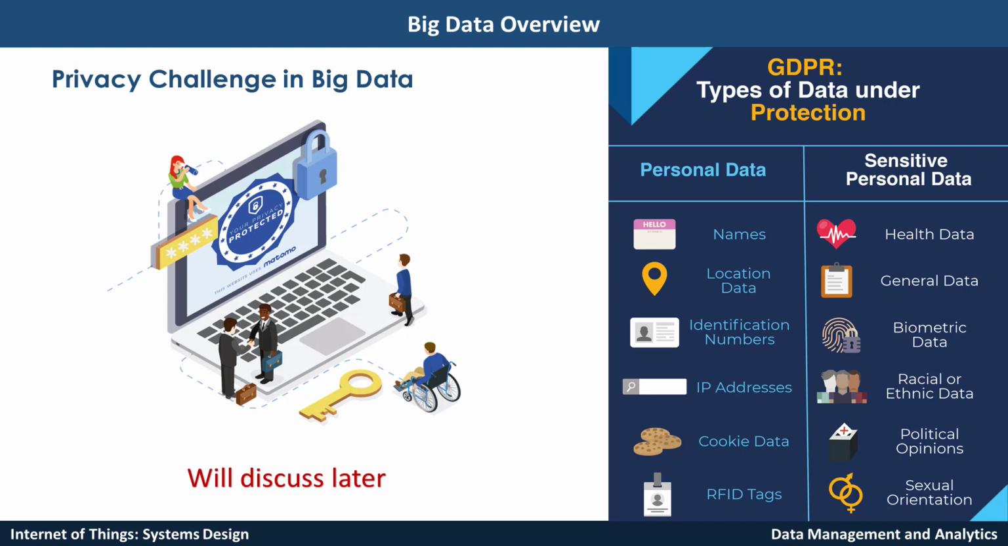Sensitive personal data are data types of a quite sensitive nature. You need to provide a higher level of protection for these sensitive data types, such as health data, genetic data, biometric data, racial and ethnic data, political opinion, and sexual orientation. Further, it also includes religious and philosophical beliefs and trade union memberships.